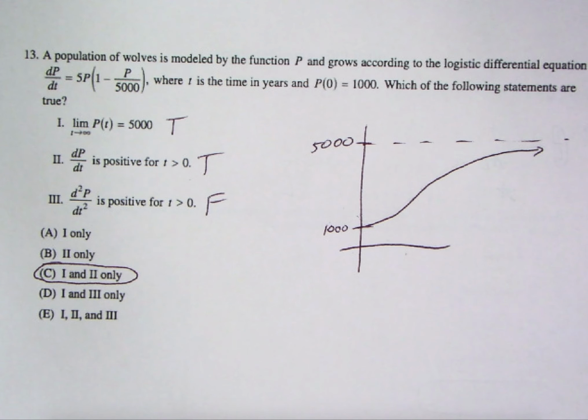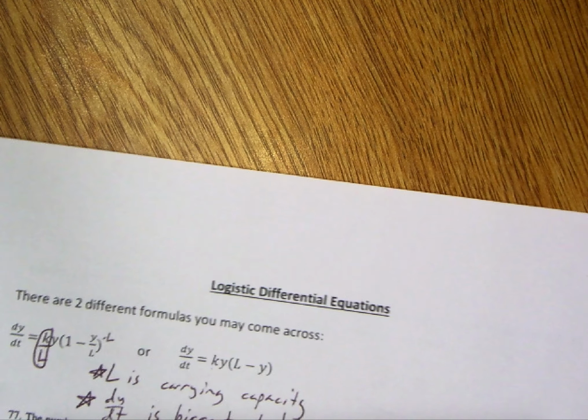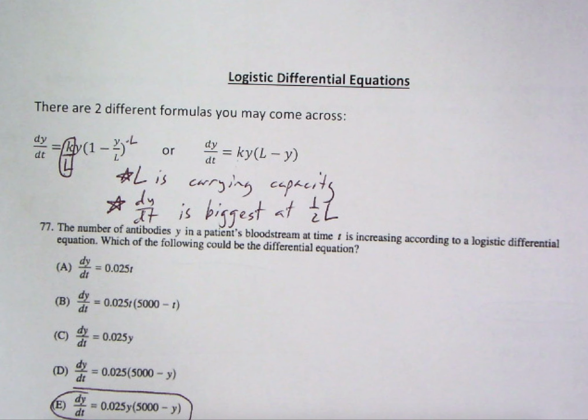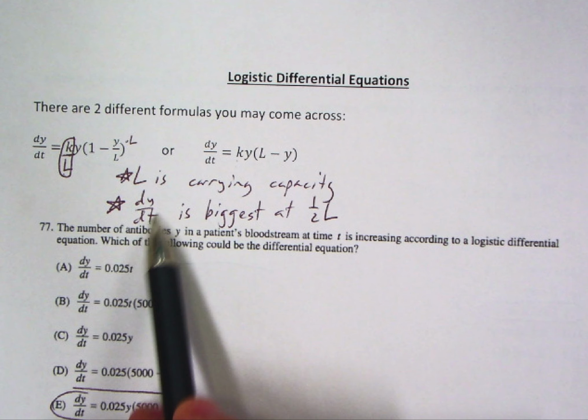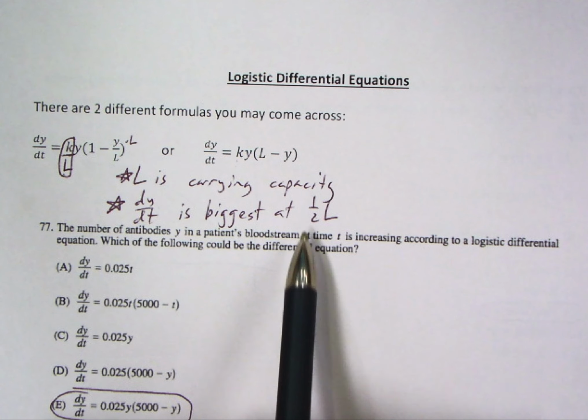So they're not very difficult questions if you know basically 3 things. What the graph looks like, L is the carrying capacity, and the rate of change of your function is biggest at half of L.